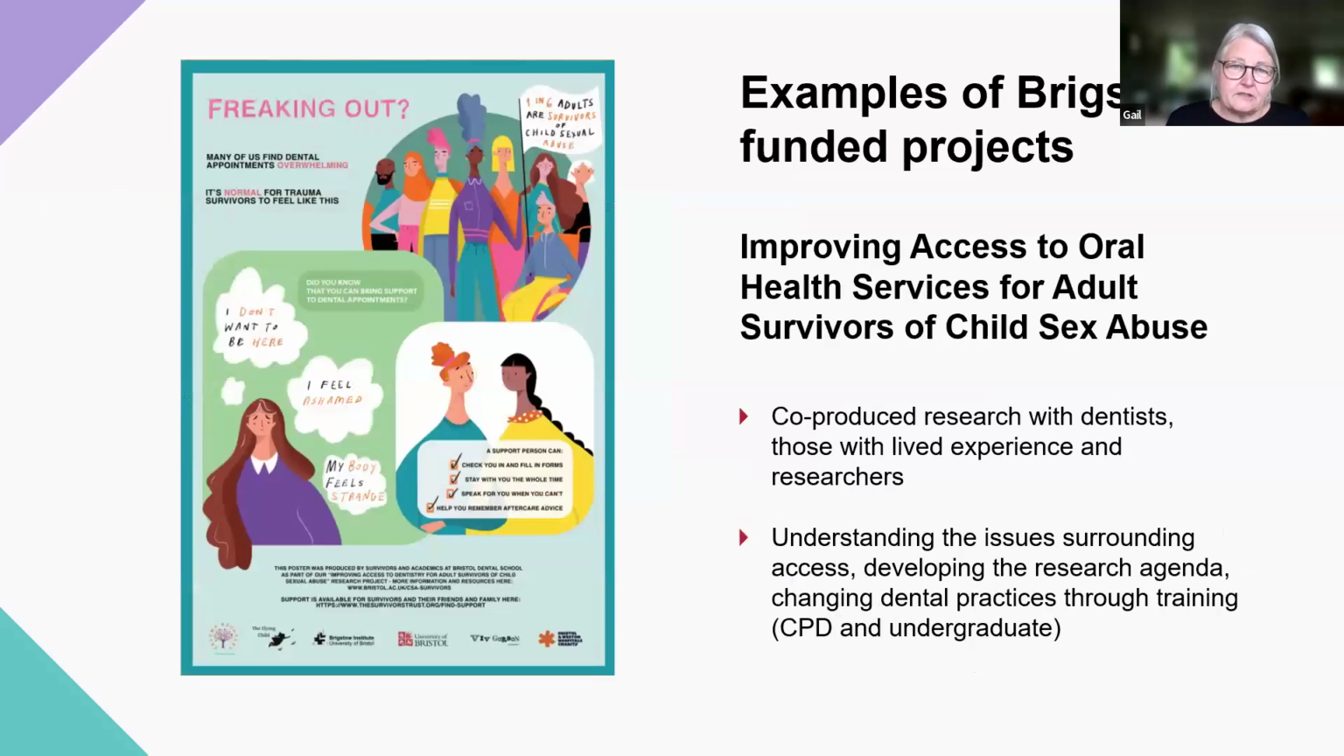The first project was co-produced with dentists, those with lived experience and researchers, and it was around improving the access to oral health services for adult survivors of childhood sexual abuse. The team wanted to understand the issues, quite difficult and sensitive issues surrounding access to dental, to oral health, to develop the research agenda around this, but also feed that back into changing dental practices through training, so both undergraduate training and CPD for dentists.